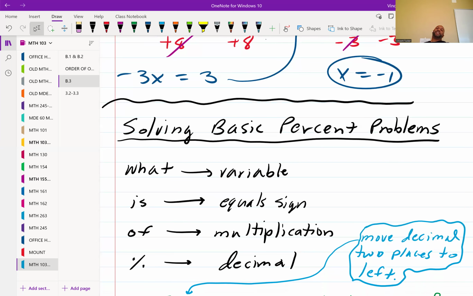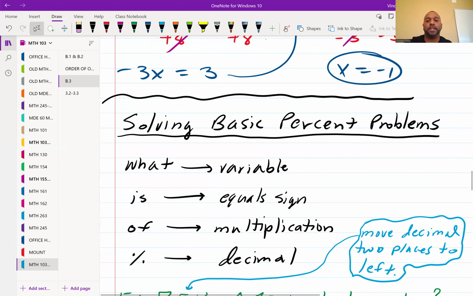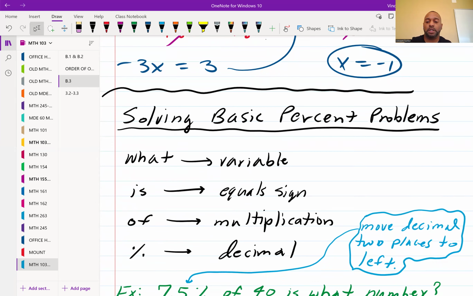So next thing we're looking at are just some basic percent problems. So when we look at these questions that they give us, if we look at the words and apply them to symbols mathematically, we'll be able to set up an equation for ourselves. What is always going to represent our unknown or our variable is going to be our equal sign. Of in mathematics means multiplication. And when we look at our percentage, we're going to convert it to a decimal. That means we're going to move our decimal 2 places to the left. You'll see in a second. Just give me a chance to write that down.